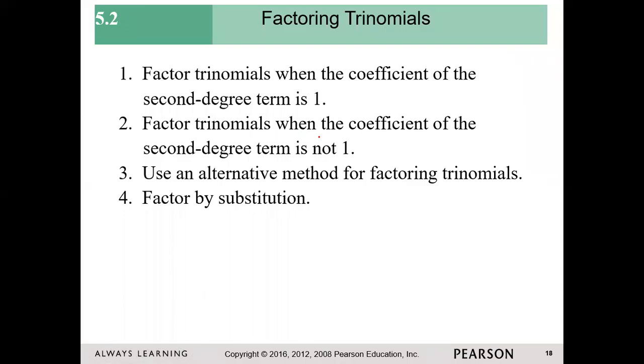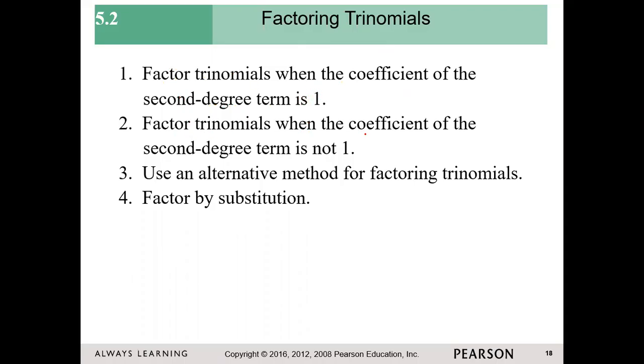All right, let's continue with chapter 5. This section is called factoring trinomials. This is going to be a pretty important section here. Factoring trinomials when the coefficient of the second term is 1. This is the sunshine and rainbows, easier problems.